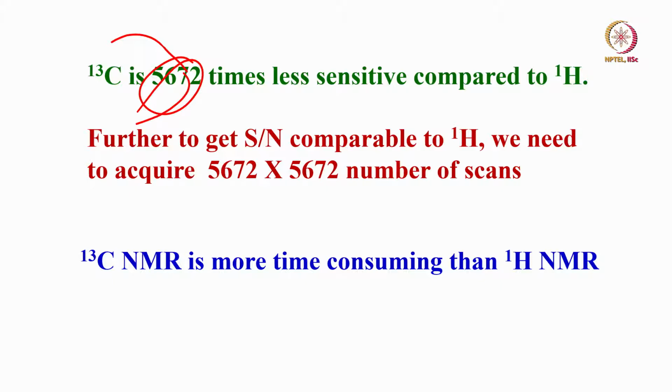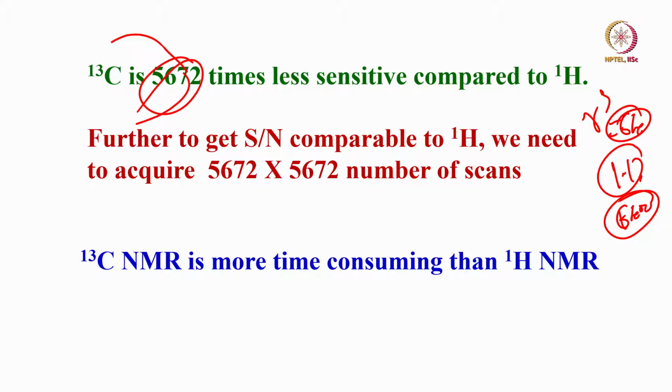In the previous class we saw that it goes by the cube of gamma, and taking into account natural abundance, we showed that gamma cube is approximately 64, and then with 1.1% abundance, if you consider it, it is 64 into 100, 6400 we said approximately. So if you precisely calculate, this is the number of times it is less sensitive compared to proton.